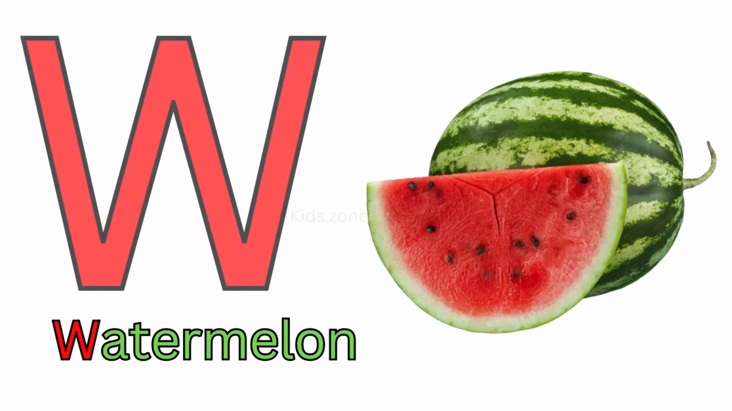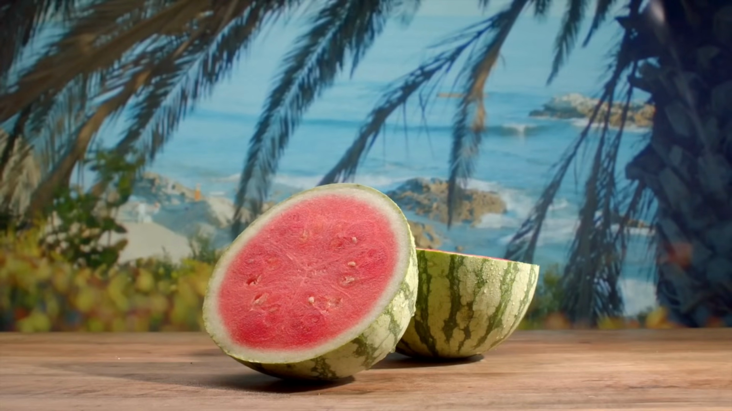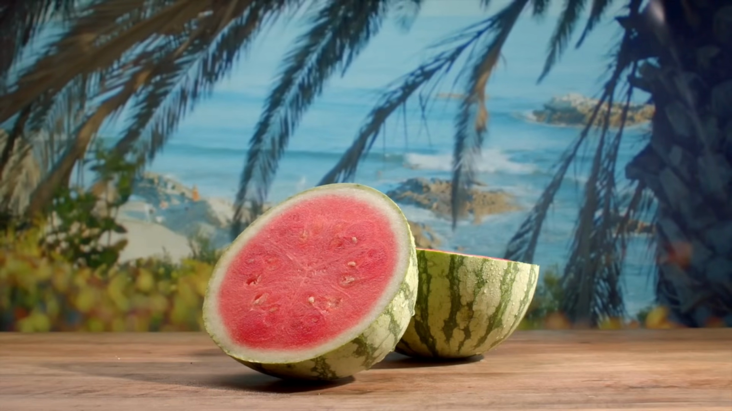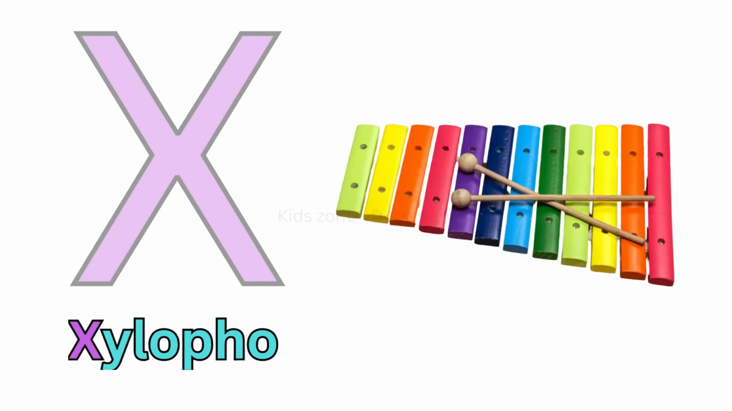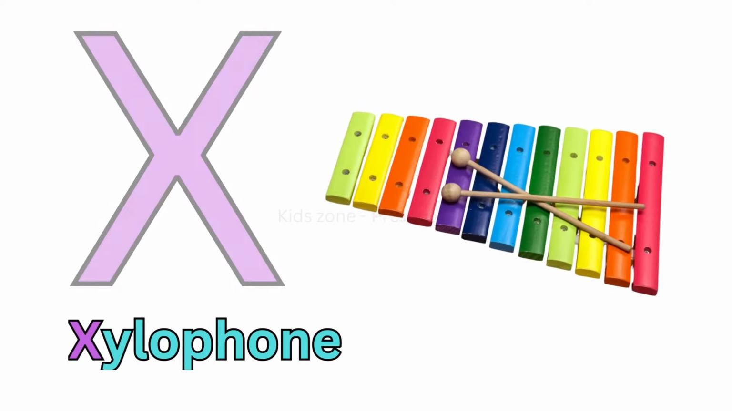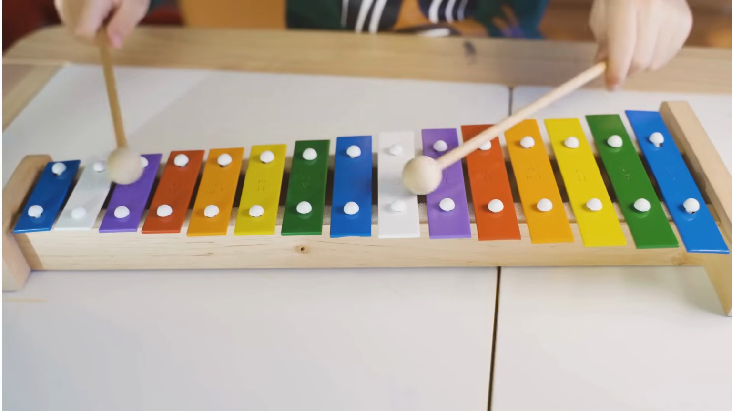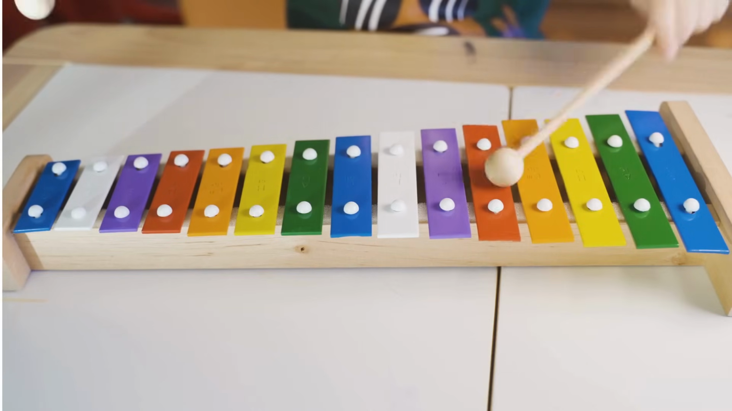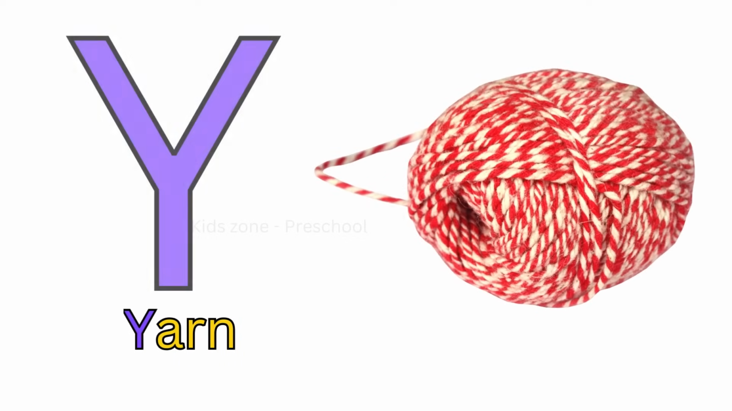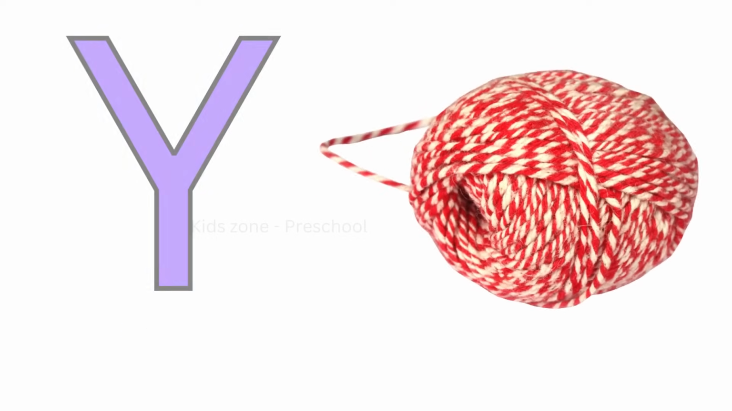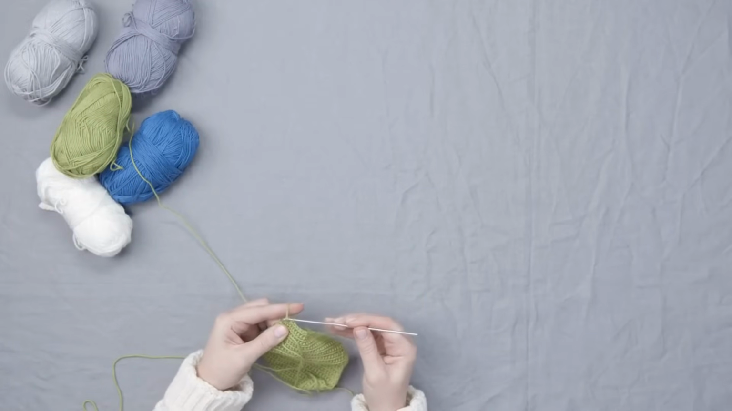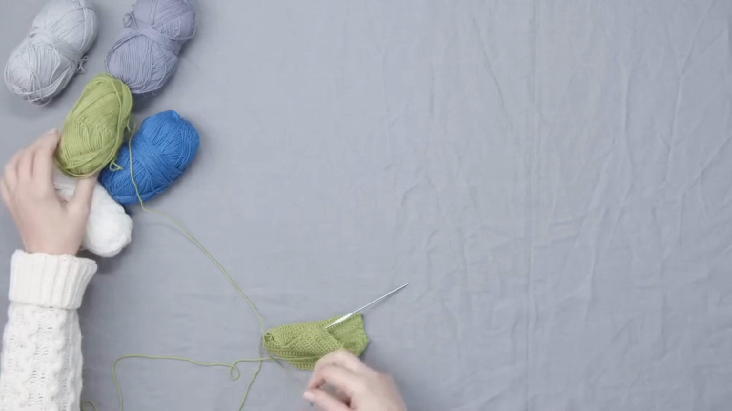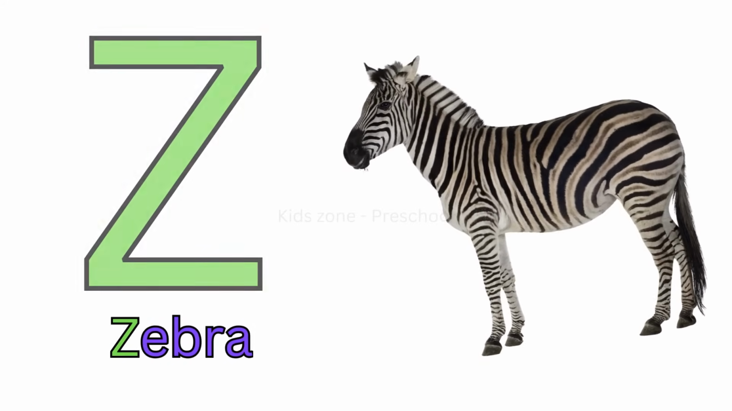W for watermelon. Watermelon. X for xylophone. Xylophone. Y for yawn. Yawn. Z for zebra?